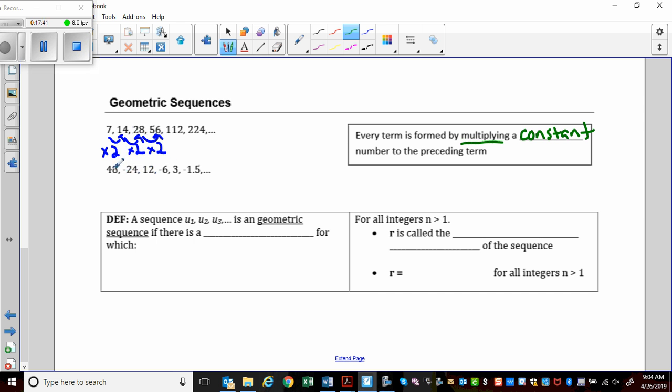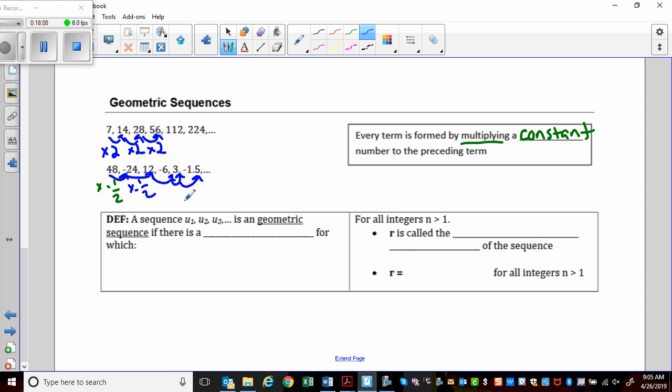So 48 divided by 2 is 24. 24 divided by 2 is 12. But we don't want to divide. We're going to instead multiply by negative, don't forget the negative, 1/2. We're always going to multiply by negative 1/2 this time. So it is decreasing. It's never going to go to 0. But it looks like we are multiplying by a negative 1/2.